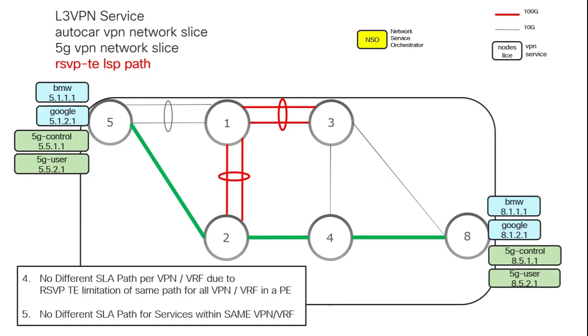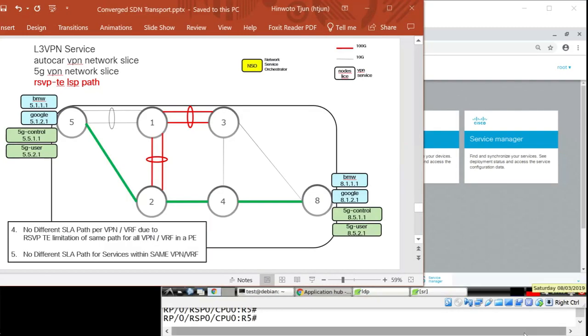Let's see the problem first. Here we have the L3 VPN service. We have two VRFs or network slices, the AutoCAD and 5G. We will use RSVP-TE to steer a certain application here. Let's say we are going to direct the Google service via routers 5, 2, 4, and 8. Let's try to do it first. Let's go to the router now.